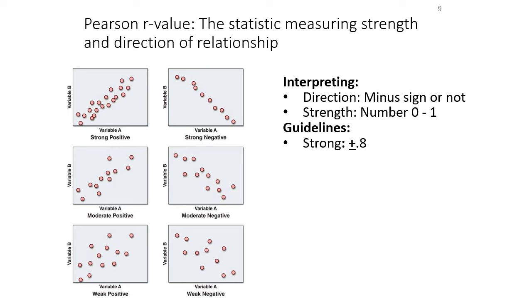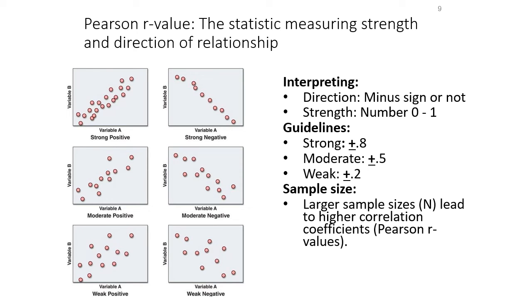And so we would think of a value of 0.8, or a strength of 0.8, whether it's positive or negative, as being strong. So correlation coefficients in that range are considered strong. Moderate would be a correlation coefficient of 0.5 with that plus or minus. And weak would be about a 0.2.